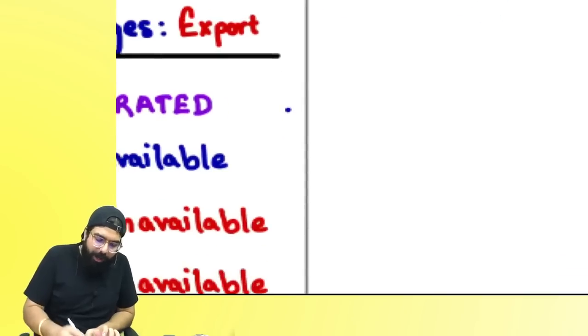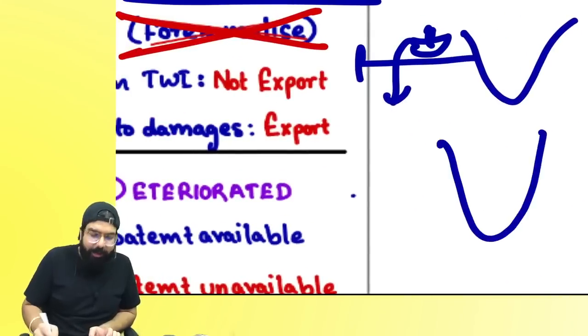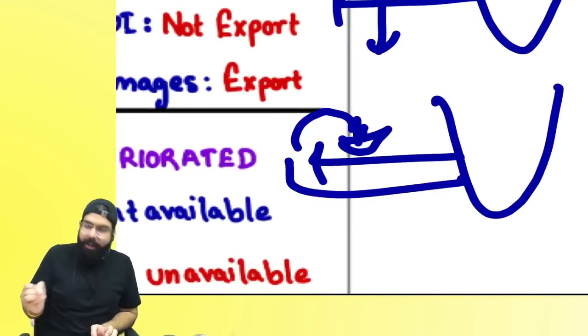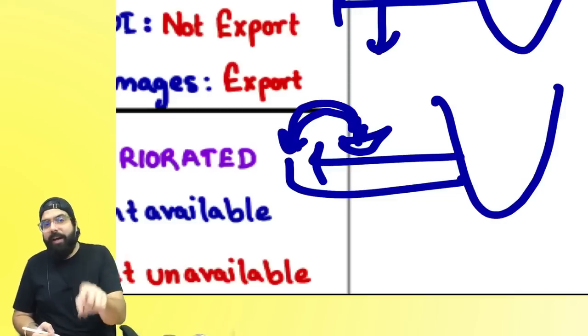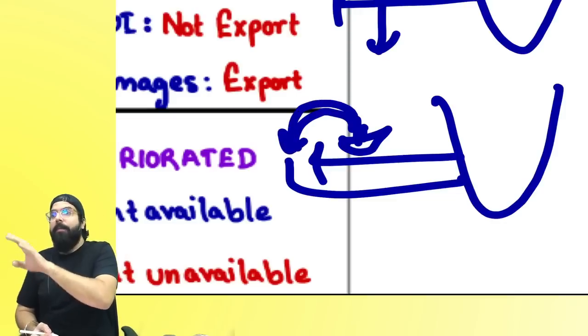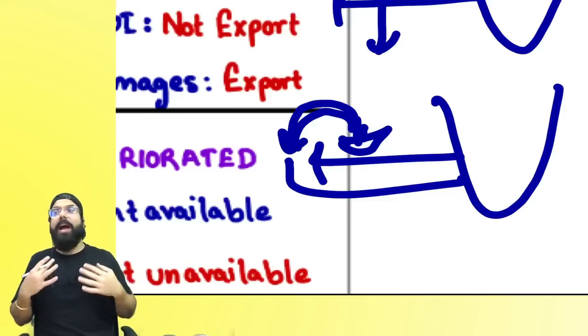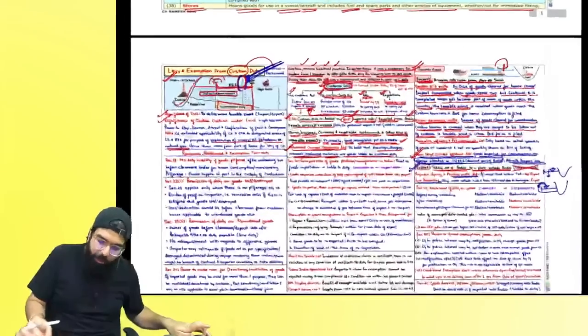Sir, supposing, what happened in the next case? The Sun Industries case law. What happened? The ship went, crossed the territorial waters of India, then it returned. In that scenario, because it had already crossed the territorial waters of India and returned because of some problem, they held that because you crossed the territorial waters of India, it is export, and the exporter will be eligible for all the export benefits. I hope you guys are clear till here.